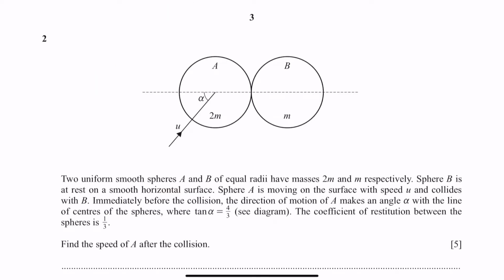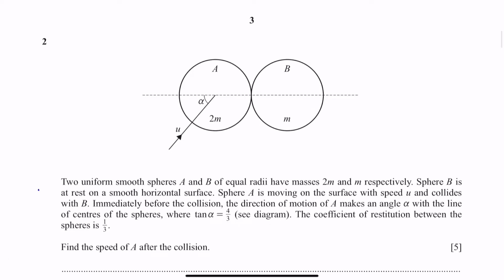For question 2, we have two uniform smooth spheres A and B of equal radii. A has a mass of 2m and B has a mass of m. Sphere B is at rest, so the initial speed of B is equal to 0. It's at rest on a smooth horizontal surface. Sphere A is moving on the surface with speed of u and collides with B.